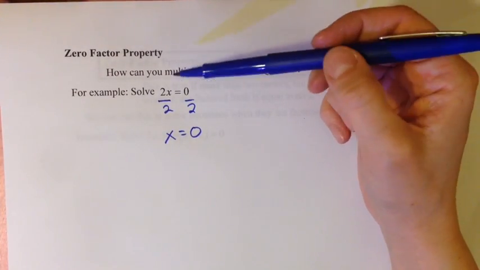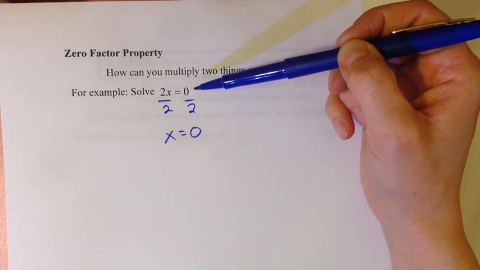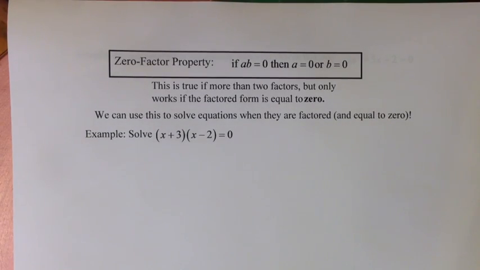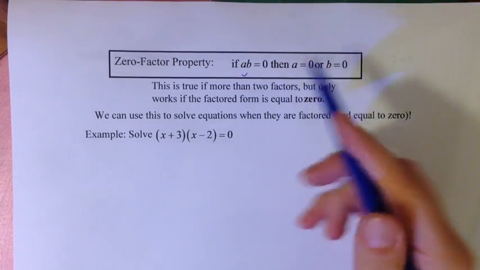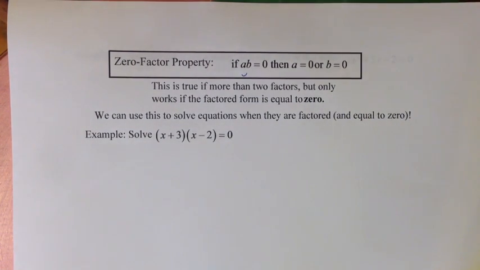The big deal here is that in order to have some number times some other number and equal 0, one of those two numbers has to be 0. That's all that the zero factor property says. If you have two things being multiplied together and you get 0 out, that means that one of the two things had to be 0. This turns out to be true even if there's more than two factors, but it only works when your factored form is set equal to 0. We're going to be able to use this to solve equations when they're factored, and of course, set equal to 0.